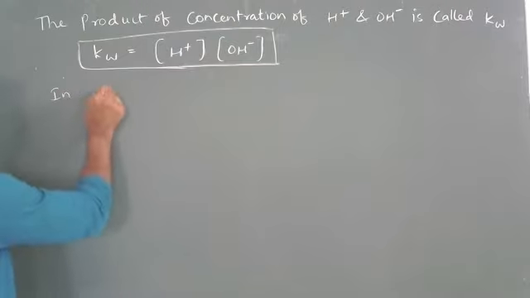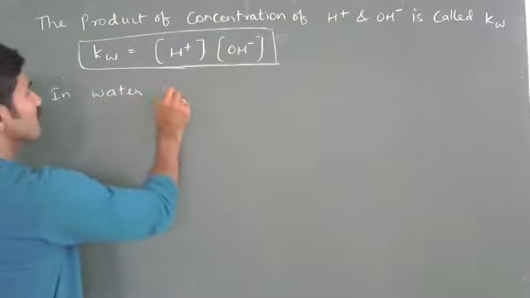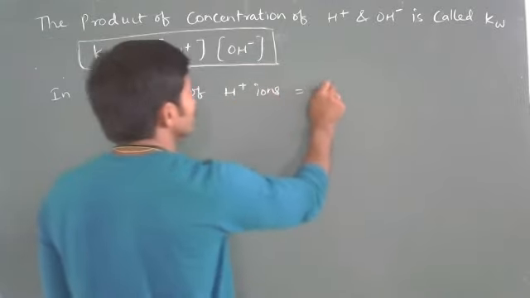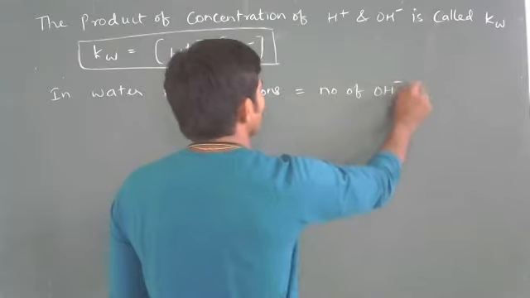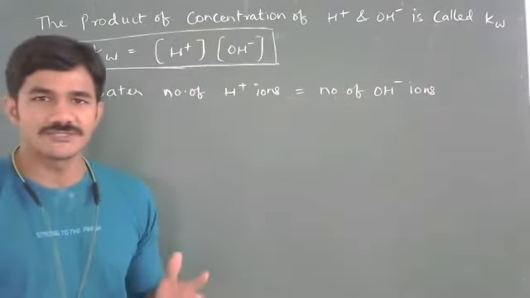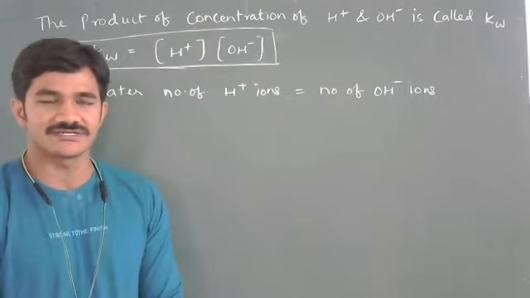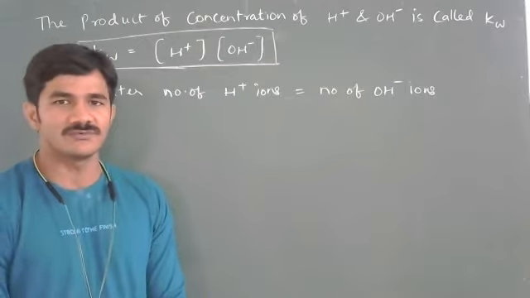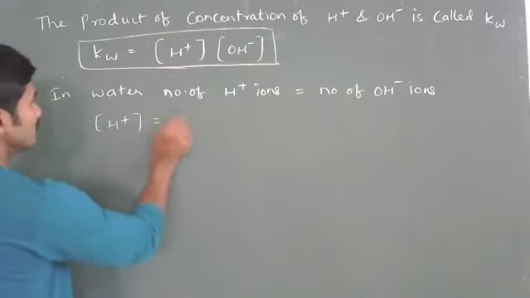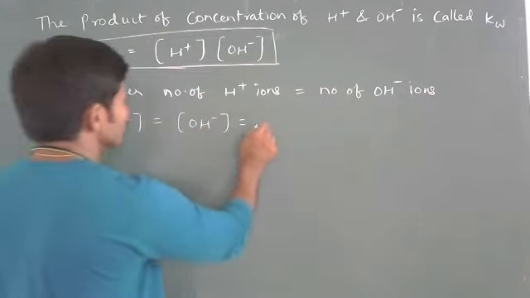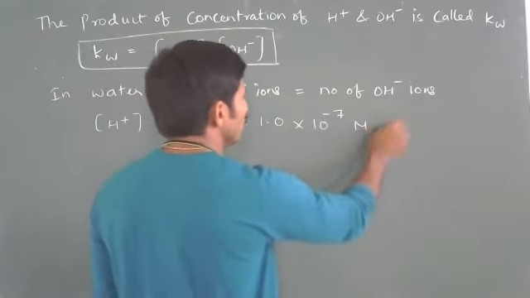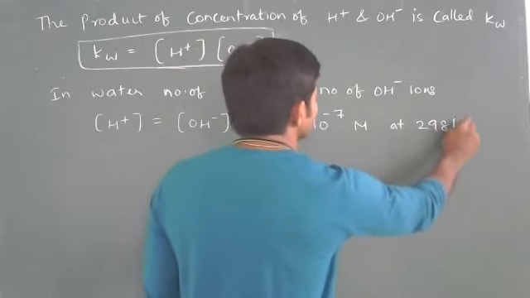In water, the number of H plus ions is equal to the number of OH minus ions. Both concentrations are equal. So H plus concentration is equal to OH minus ion concentration, which is equal to 1.0 into 10 power minus 7 mole per liter at 298 Kelvin.